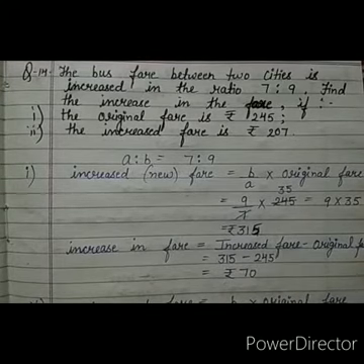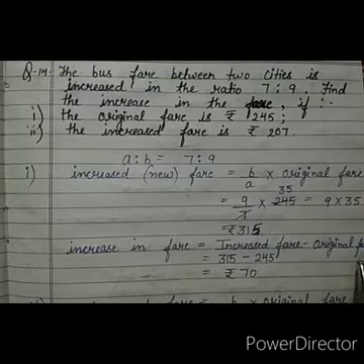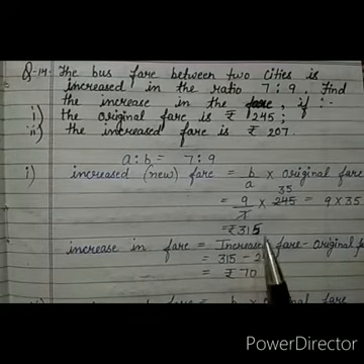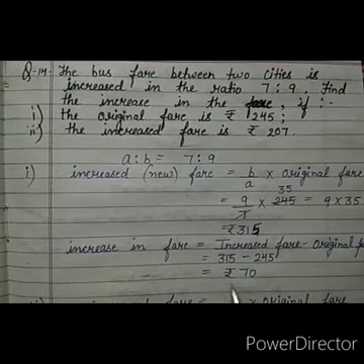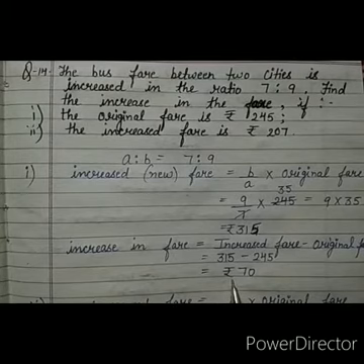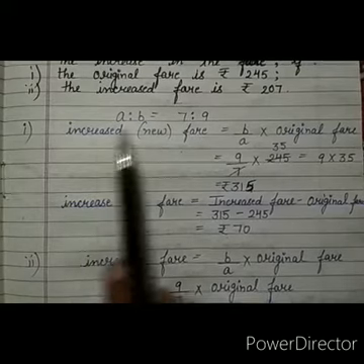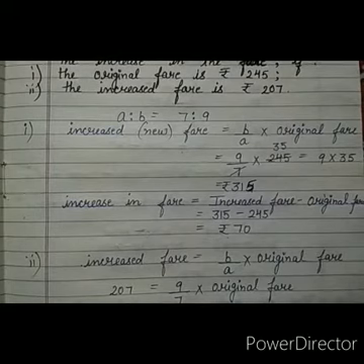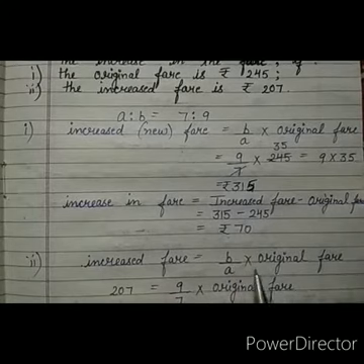Now in the question, as we have to find out the increase in fare, so for finding increase in fare we have the formula increased fare minus original fare. So subtract both the quantity, 315 minus 245, we will get the value of increase in fare, which is equals to rupees 70. Now for the second part we have given the increased fare, which is equals to rupees 207. So in the same way we have the formula increased fare, which is equals to b upon a into original fare.